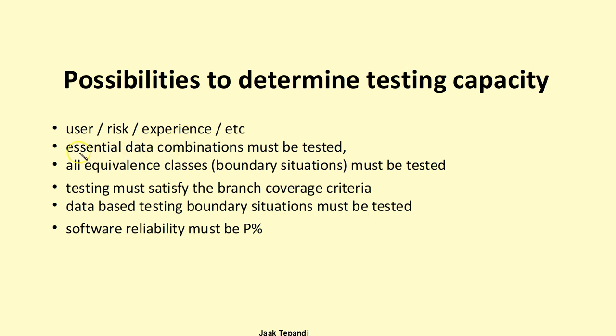But there are some criteria that evolve from our testing methods that we shall look into in the future weeks. So all essential data combinations, equivalence classes, the satisfaction of some criteria depending on the source code, or criteria on reliability, and so on.